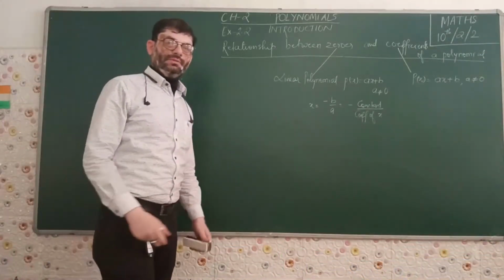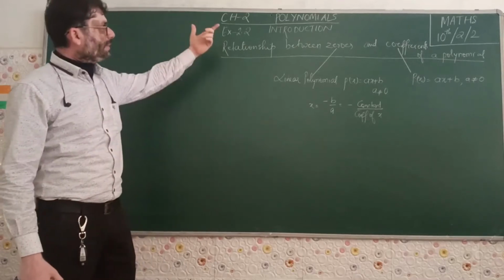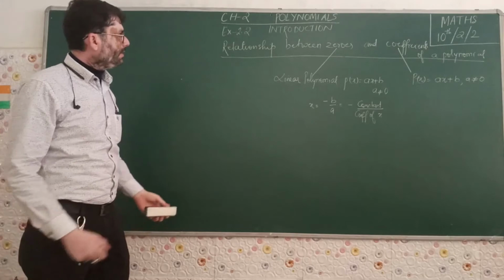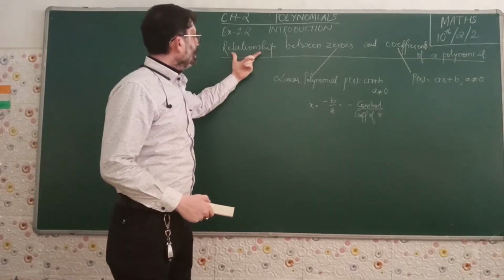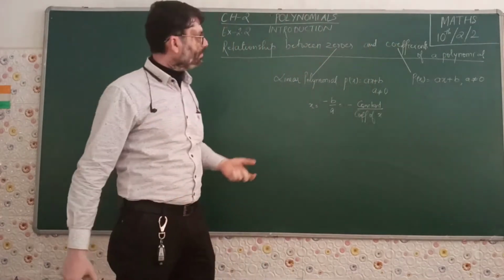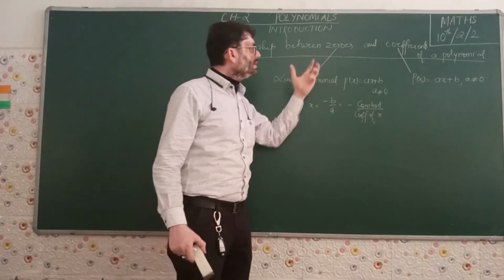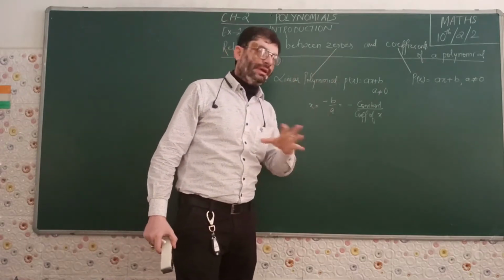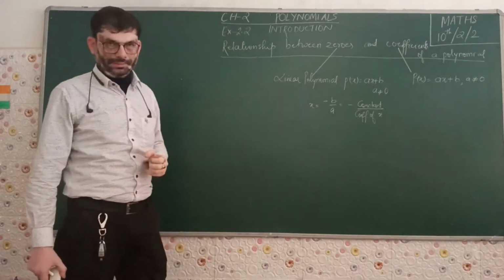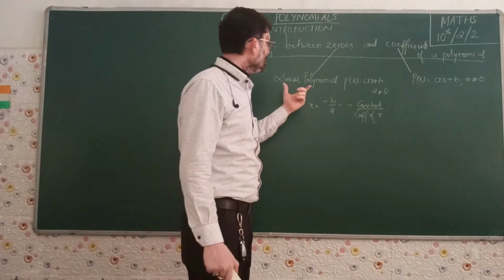In this session, we will be discussing the introduction part of exercise 2.2 of chapter 2 polynomials of class 10 NCERT mathematics. Here, we will develop a relationship between the zeros and coefficients of a polynomial. There might be some relationship between the zeros and coefficients of any types of polynomials, maybe linear, maybe quadratic, maybe cubic. In our previous session, we have developed the relationship for the linear polynomial.